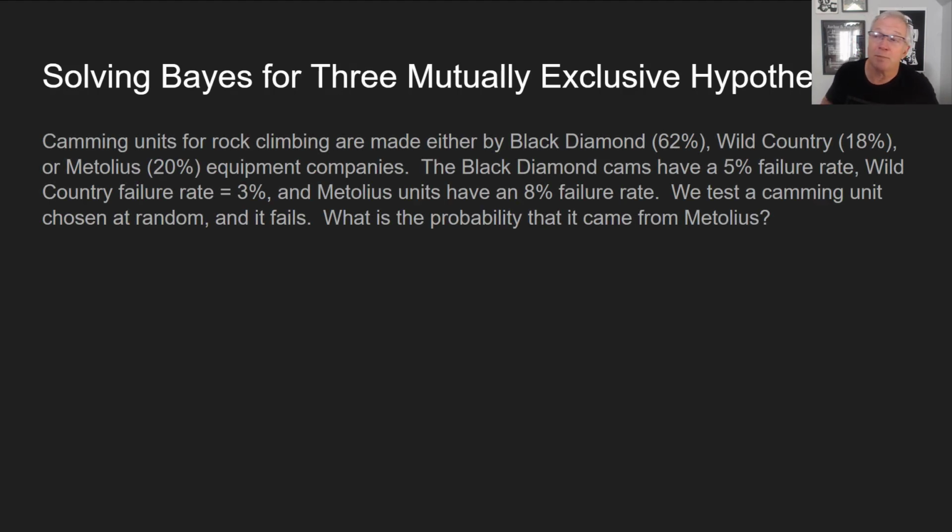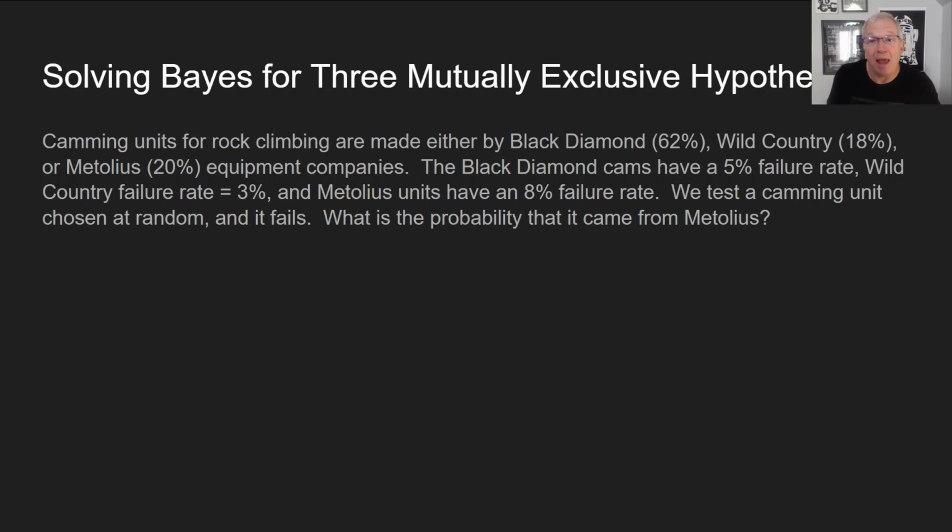And here's a problem that I just made up. I'd get sued by these rock climbing companies if they found out that I made this problem up, because these numbers are awful. Camming units for rock climbing are made either by Black Diamond, 62% of them come from Black Diamond, 18% come from Wild Country, and 20% come from Metolius, equipment companies. The Black Diamond cams have a 5% failure rate. That's the really bad number. Black Diamond would never allow that. Wild Country failure rate is 3%, and Metolius units have an 8% failure rate.